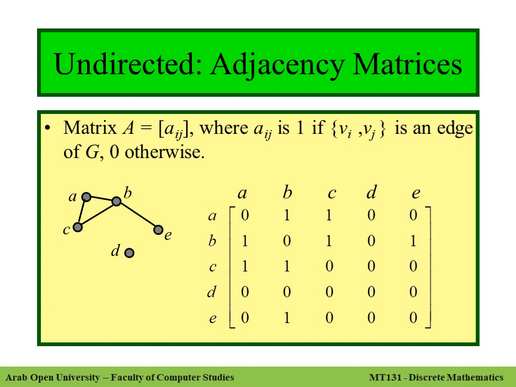Look at the isolated vertex, D. The row for D will be all zeros because it's not incident with any other vertex. The resulting matrix is called the adjacency matrix for the graph that we started with.